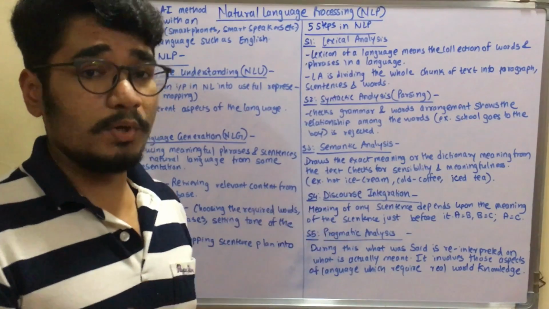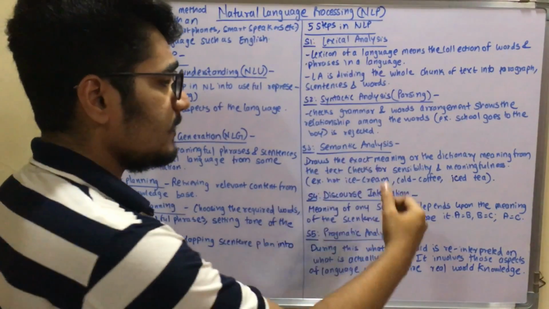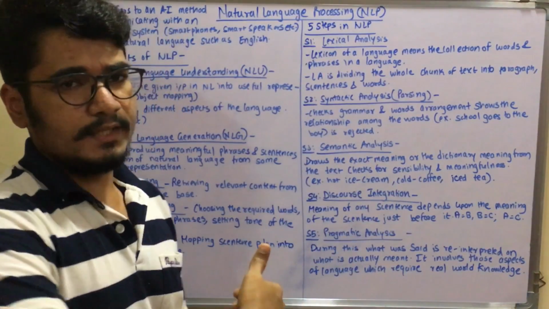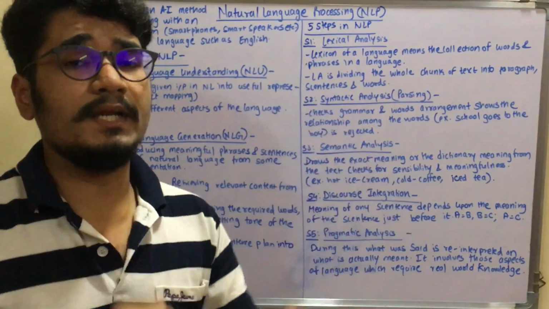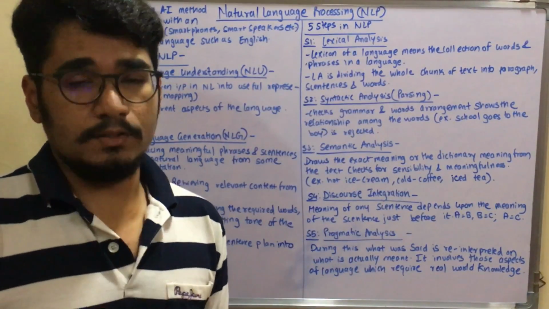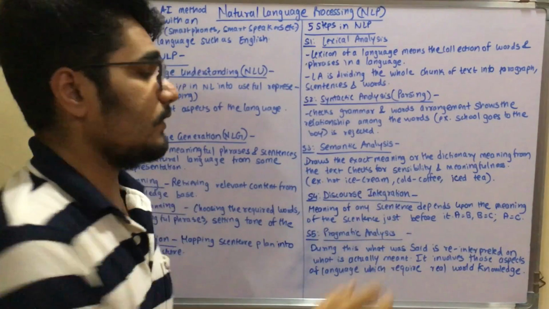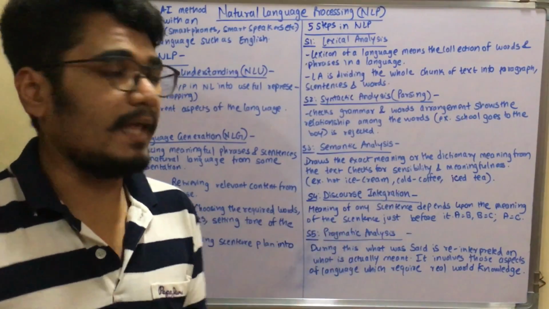Then comes the discourse integration. It's nothing but that the meaning of any sentence depends upon the meaning of the previous sentence just before it, the precursor to it. For example, in mathematics you have the relation A is equal to B, and B is equal to C. So if A is equal to B and B is equal to C, then A is also equal to C. It's in that way.